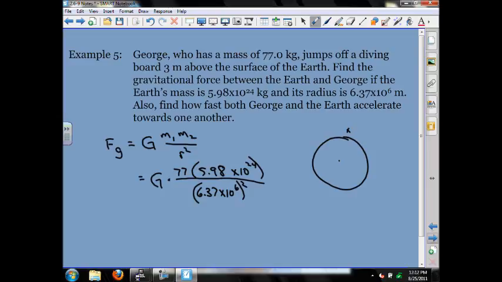You can add 3 to it. It's not going to change your answer at all. You would have 6,370,000 and 3 meters, and you would get the same thing once you do that. Go ahead and find what the force of gravity is.